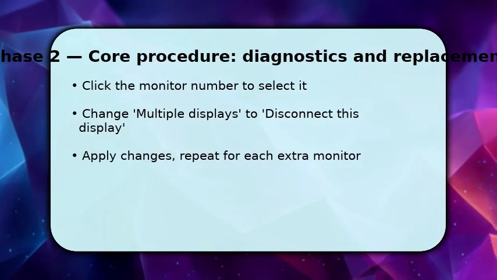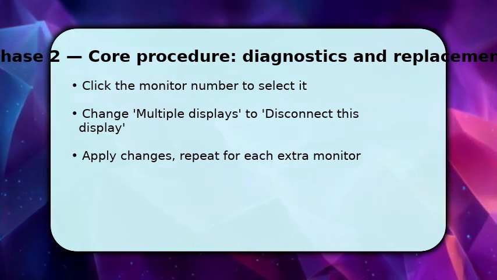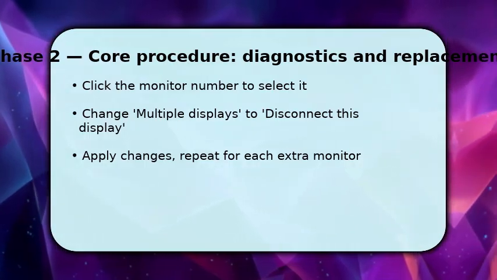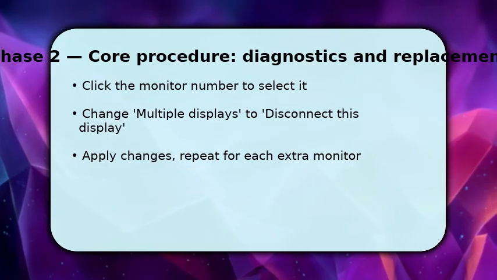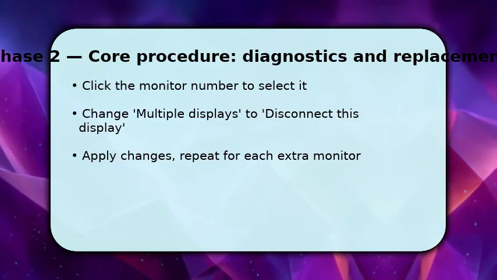You now select the extra monitor by clicking its numbered rectangle in the layout. This tells Windows which screen to change. From the Multiple Displays drop-down, choose Disconnect this display so Windows stops sending a signal. This is cleaner than Show only because it frees resources.